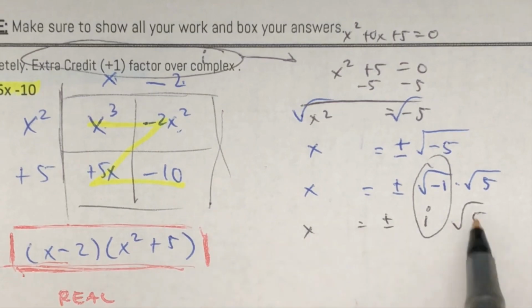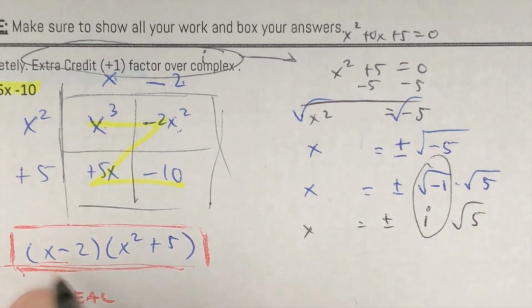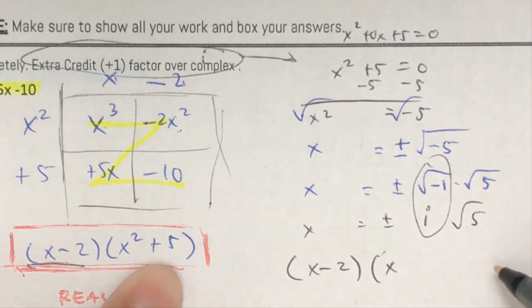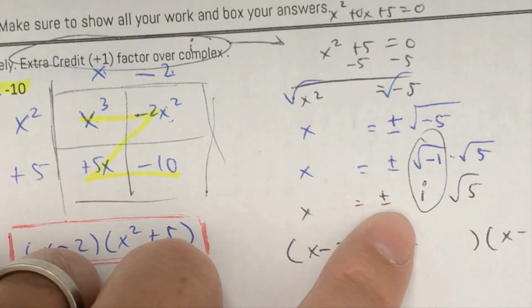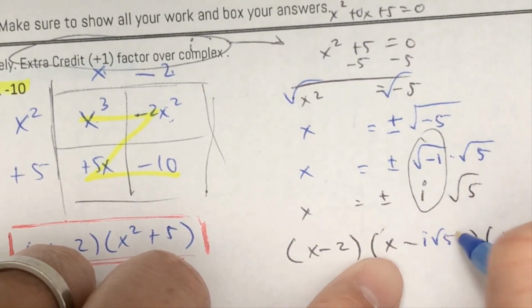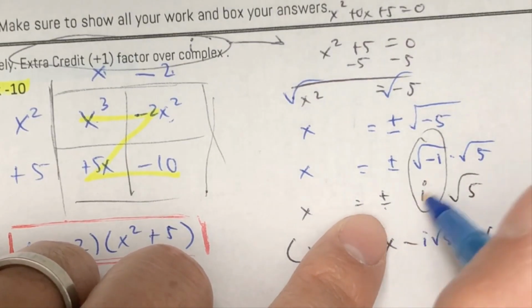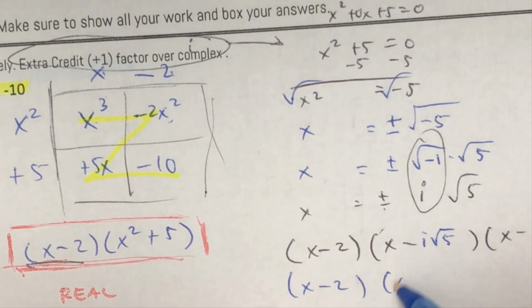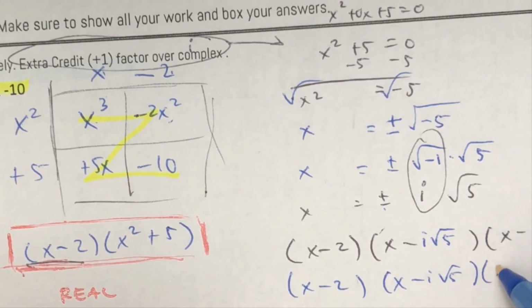There's a couple of reasons why this works. Let me show you guys the answer. So I'm just going to take x minus 2. And then remember you have x minus, and then you'll have one of these to be positive i radical 5. And then you do the negative i radical 5. And then to clean that up, your answer would just be x minus 2, x minus i radical 5, and x plus i radical 5. And this would be factored over the complex.